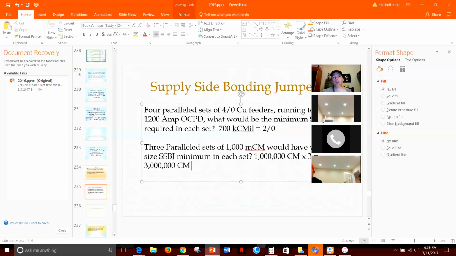And then we go down to the table, and what do we do with this table with the note 1? You're gonna multiply it by 12.5%. So this is on page 124, note 1 to 250.102C1. I would have to multiply that 3,000,000 KC mil or 3,000,000 circular mils by 0.125. That's 12.5%. 375,000. And that would be too big for a 350. So we'd be looking at a 400, yeah, 400 KC mil conductor.